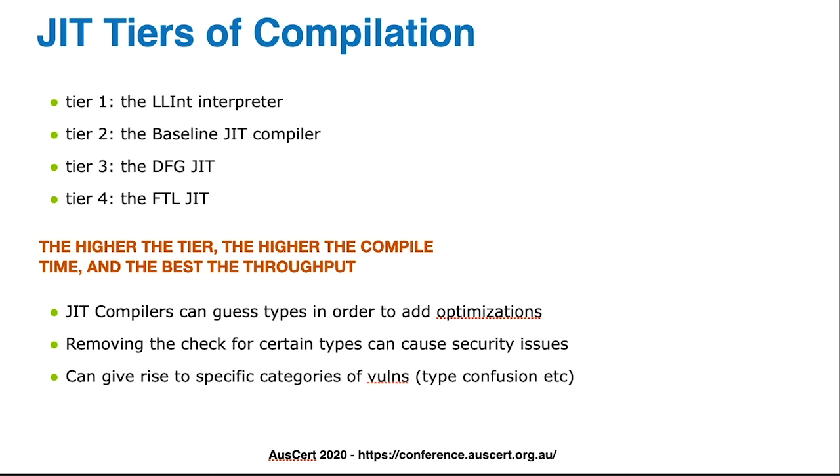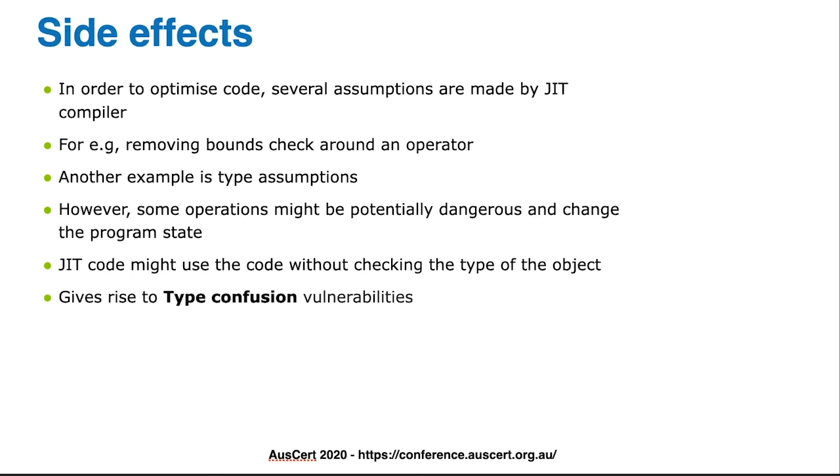One of the ways the optimization works is that it starts to guess the types of the object. So for example, if there's an array which is getting called which has a string, and it's concatenating some other string, then JavaScript code will not check, let's say remove the type checks for that string, right? So it will just assume whatever input it gets is a string. So it's in a way assuming the type of that object. Now, since it's removing the check for that specific type, this can cause several security issues, and it gives rise to a specific category of vulnerability which is called type confusion.